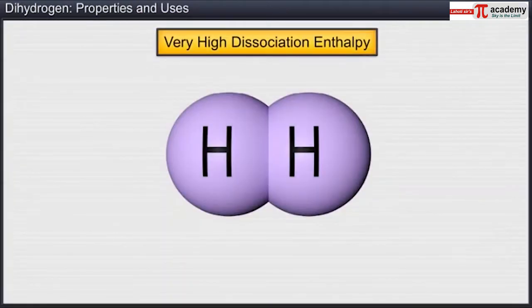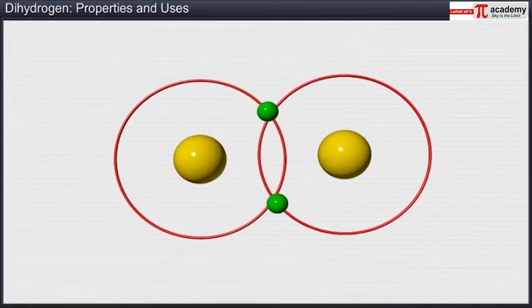In a dihydrogen molecule, the H-H bond dissociation enthalpy is very high. This is because, as the size of the hydrogen atom is very small, it forms a very strong covalent bond. Thus, it requires an extremely high temperature to dissociate dihydrogen into its hydrogen atoms.